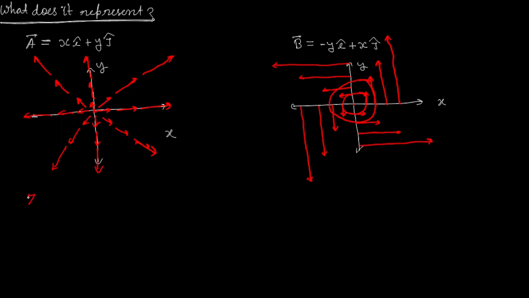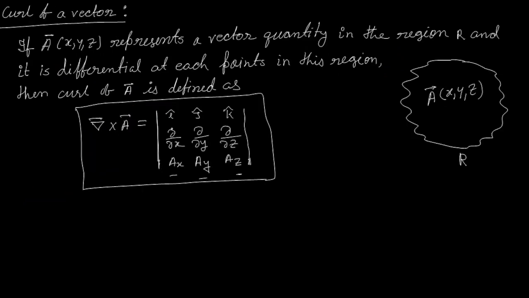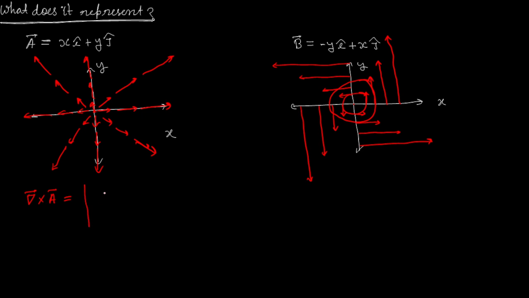What will we get here? Curl of A. We know how to calculate this curl. For that, we have to use this definition. So what do we have to do here? Write i cap, j cap, k cap, and then write del by del x, del by del y, and del by del z.